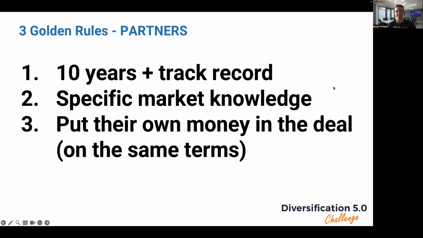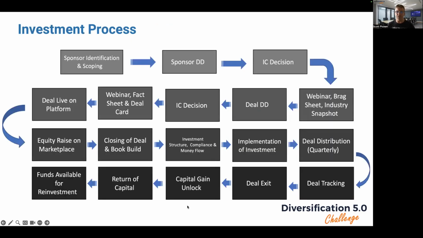Screenshot this, write this down, print it on your wall, do whatever you like. But these 3 golden rules are the 3 most important rules that I have found in terms of finding the right partners. So if you want to go into more detail, how do we actually do it?